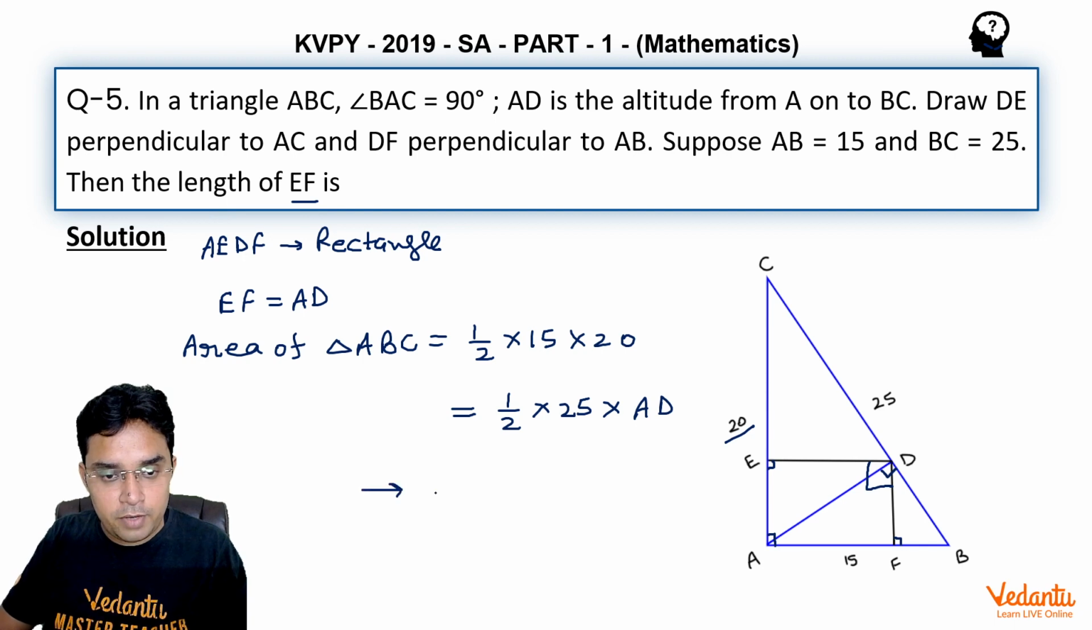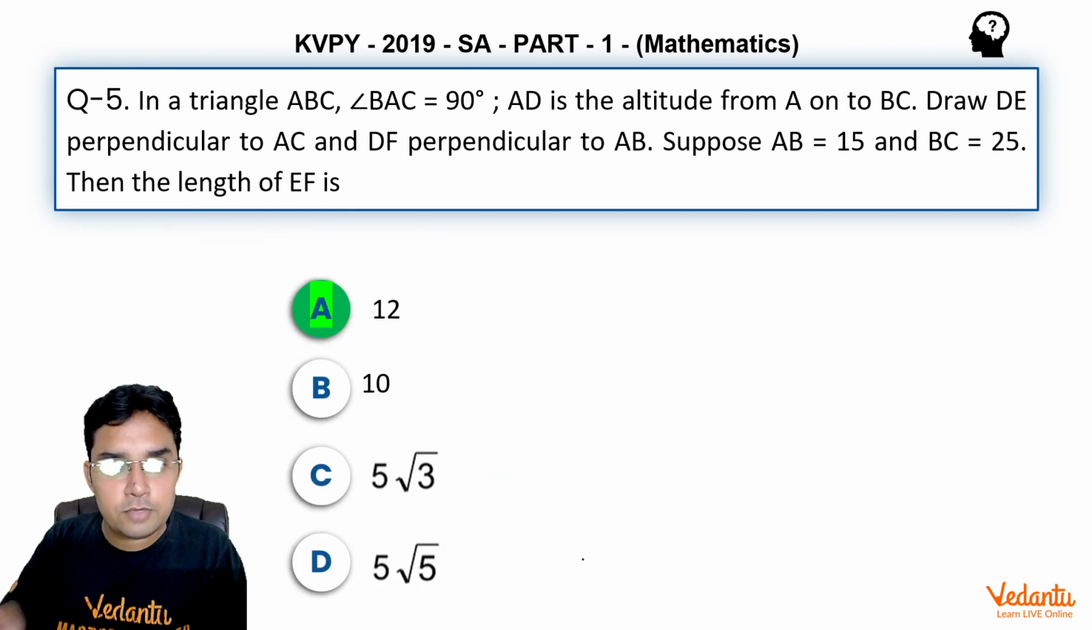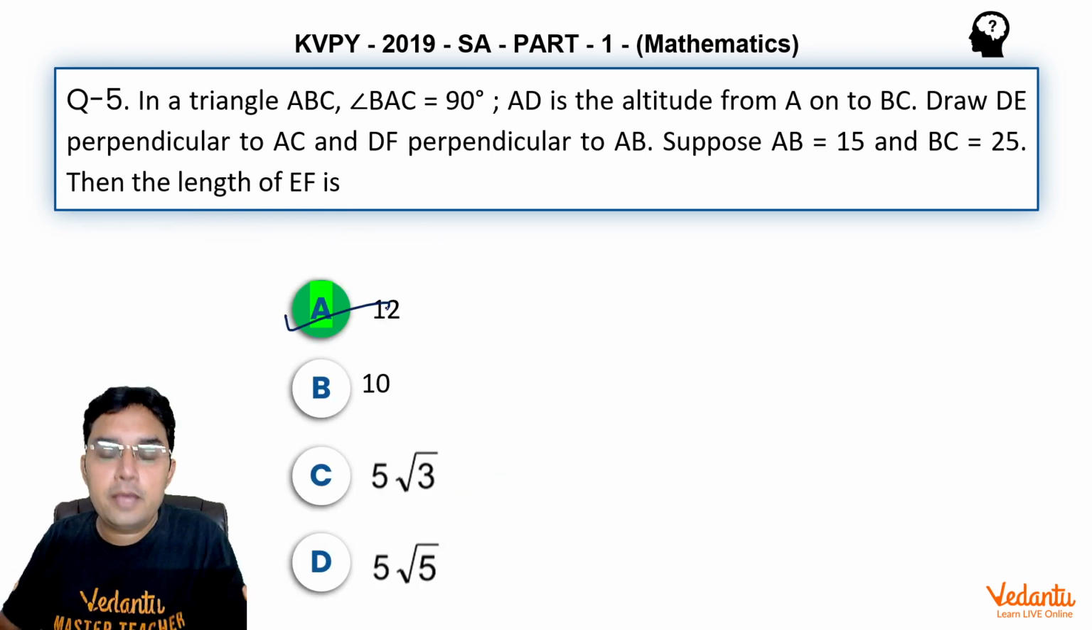So if we solve it, we get AD to be equal to 15 into 20 upon 25. So this will become equal to 12. So answer for this EF should be equal to 12. Okay, so answer for this question is A. This completes the solution for this question.